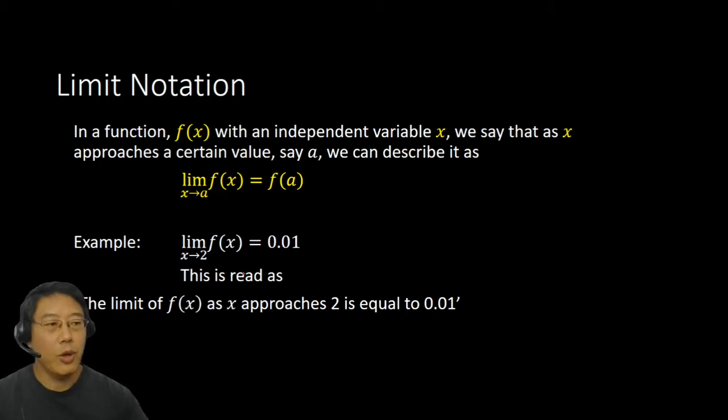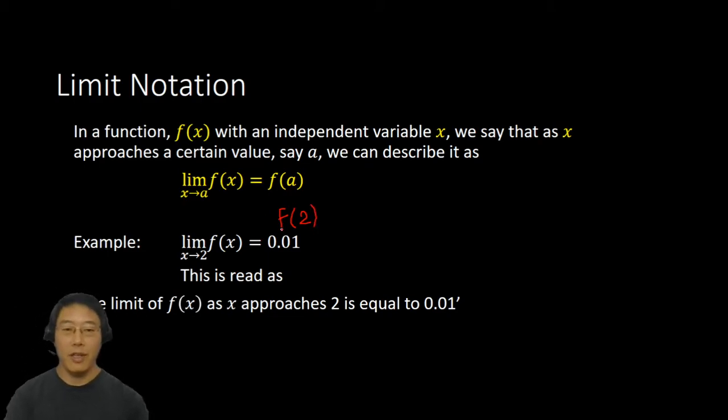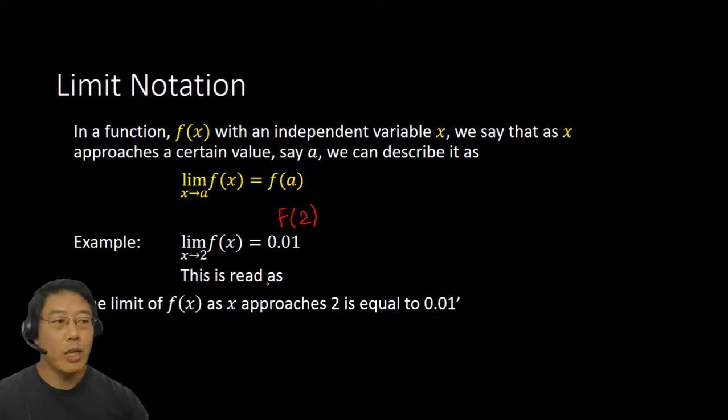So for example, if you have this function, the way you read it is: the limit of f of x as x approaches 2 is equal to 0.01. The way you get this answer is by substituting that value 2 into your function. That's what you would use when you do your working out. It's f of 2, whatever the function f is. It's not particular, it's just a general situation. Then it will be equal to 0.01. Okay.